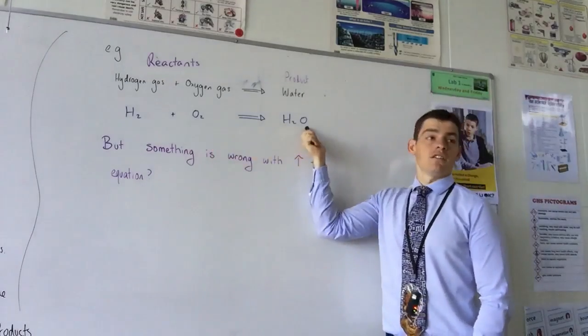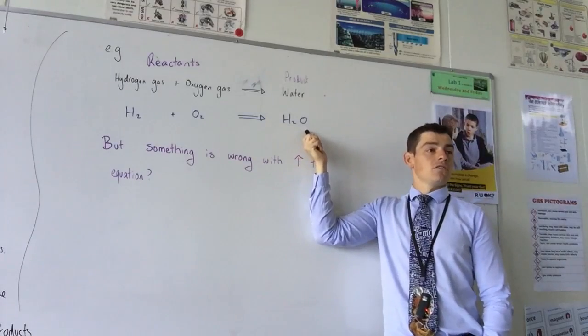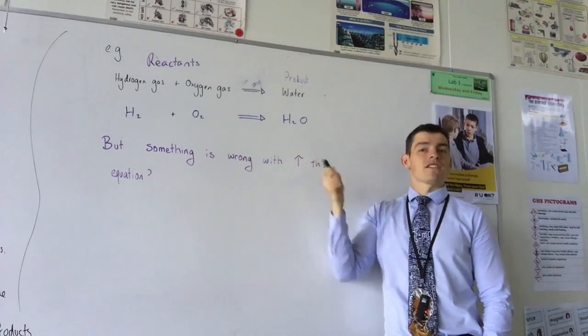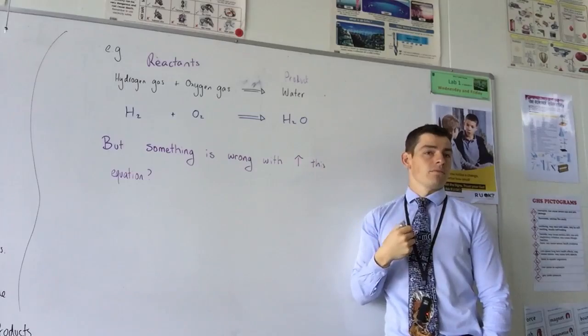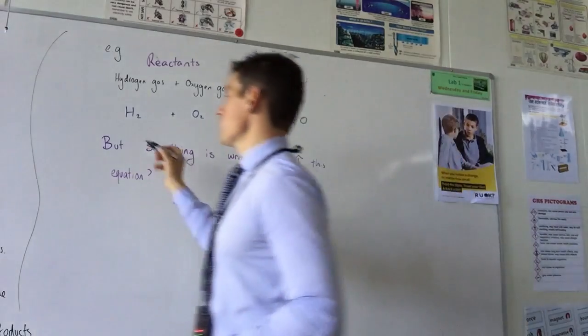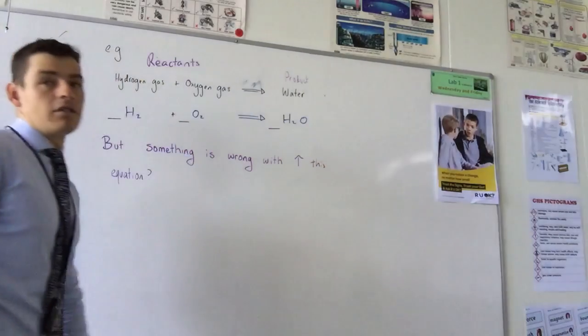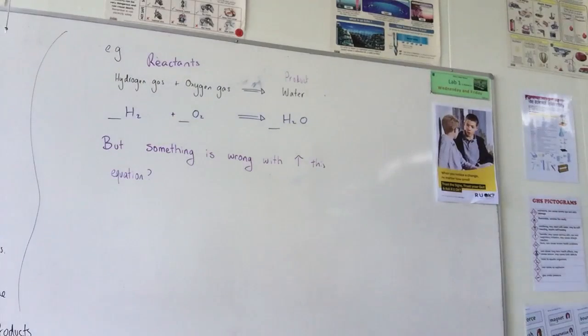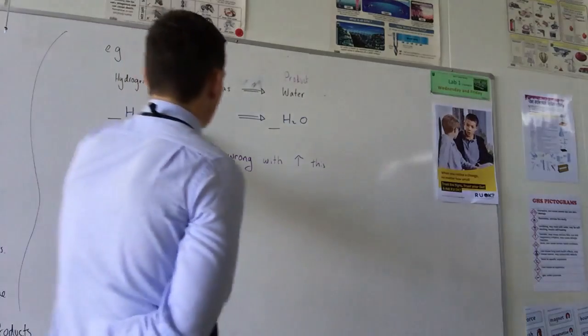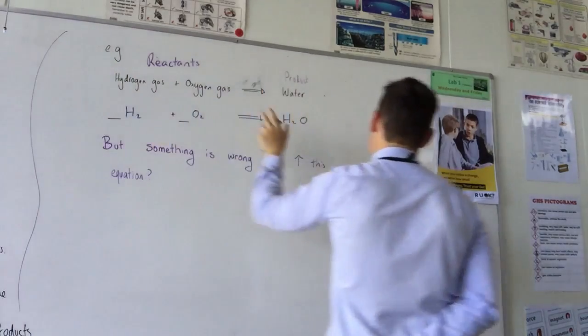What's happened here? I've lost an oxygen atom. That's not possible, is it? So I need to fix up this equation. You can only adjust the numbers in front of each of those to fix up that equation. Have a go. Have a think. You need the number of atoms on the left to equal the number of atoms on the right.